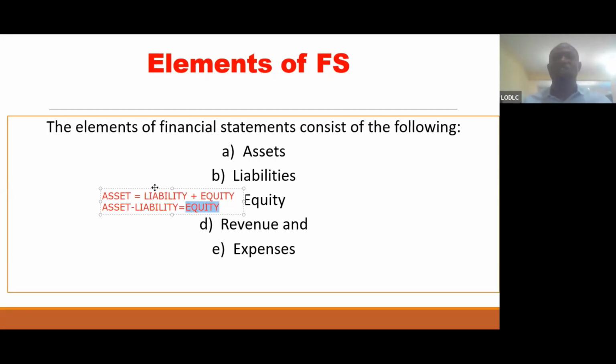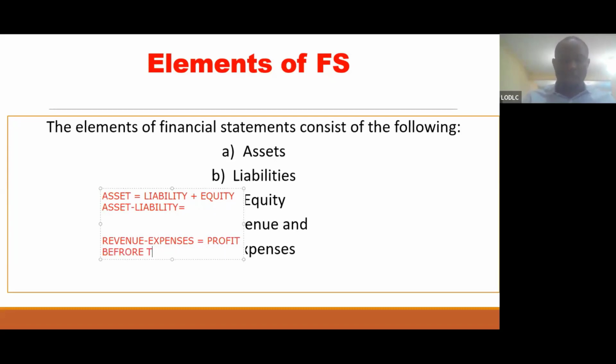So that is that about the elements you can find in the statement of financial position. Now the remaining two elements, that is revenue and expenses, can be found in the statement of profit or loss and other comprehensive income. That is why when you are doing your profit or loss account, we have your revenue minus our expenses, to be equals to profit before tax.